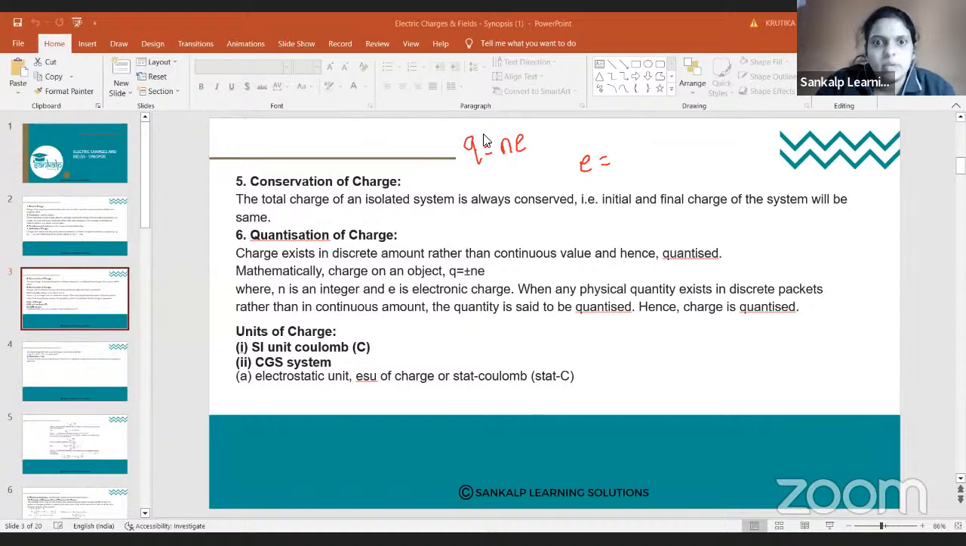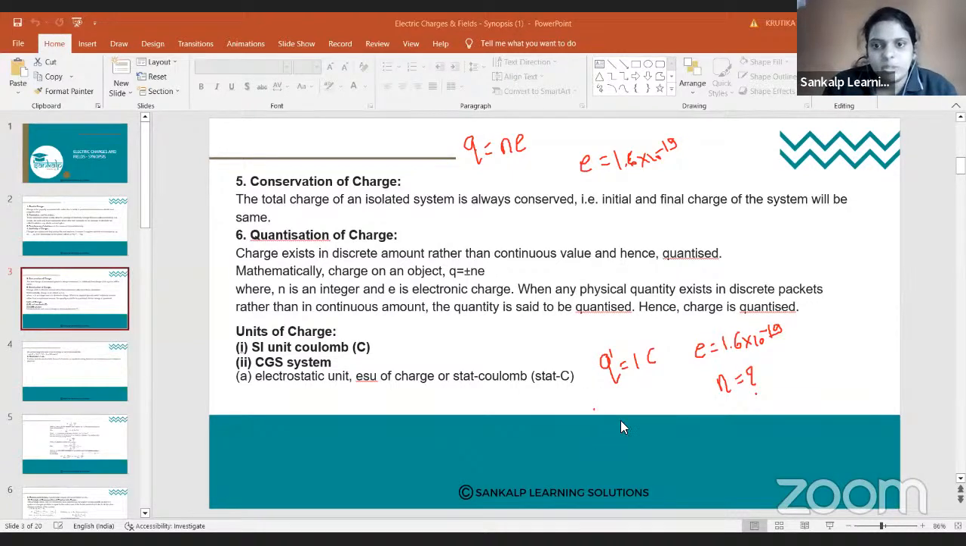This is 1.6 into 10 to the power of minus 19. Very good. So the charge of the electron is given by 1.6 into 10 to the power of minus 19. Here, suppose I ask you how many electrons are there in 1 coulomb of charge. I am saying the charge is 1 coulomb, Q is equal to 1 coulomb. Then the charge of the electron is 1.6 into 10 to the power minus 19. How many electrons are there in 1 coulomb of charge?